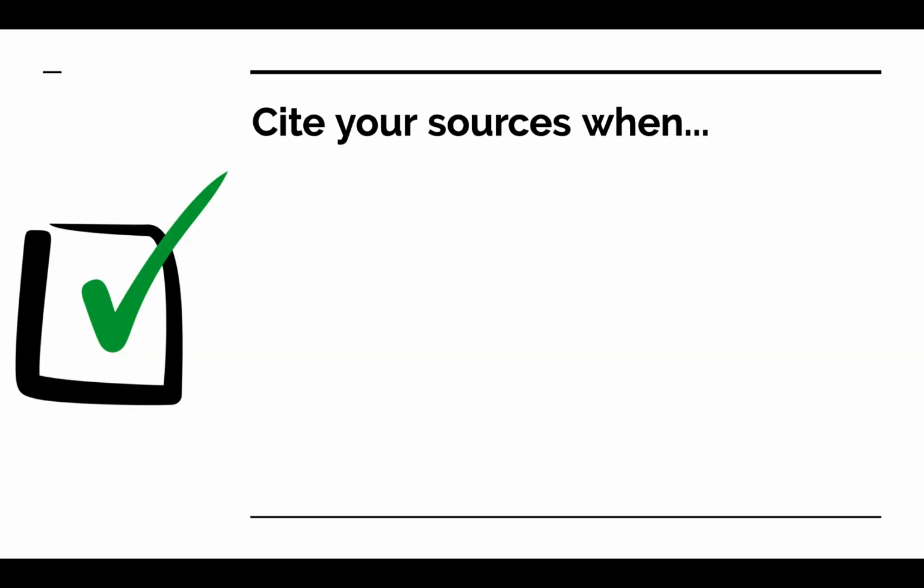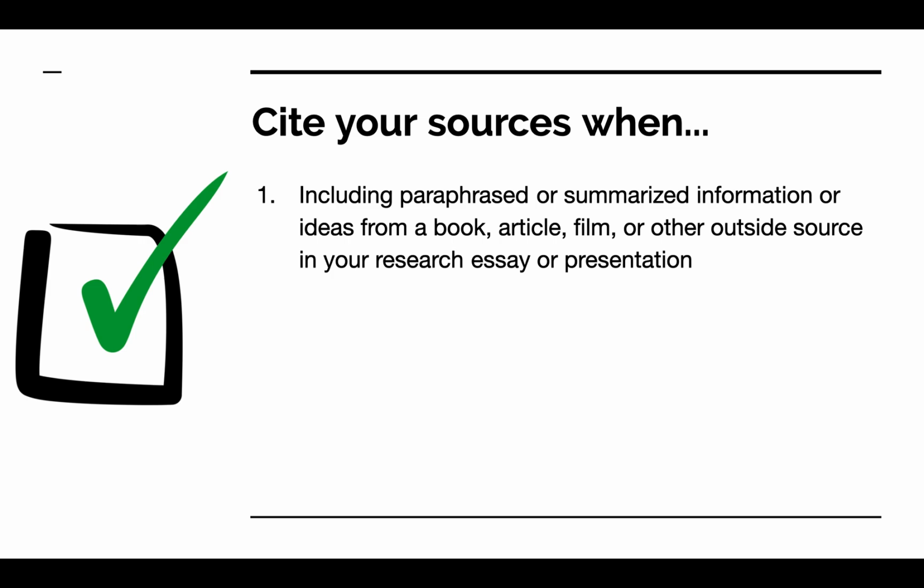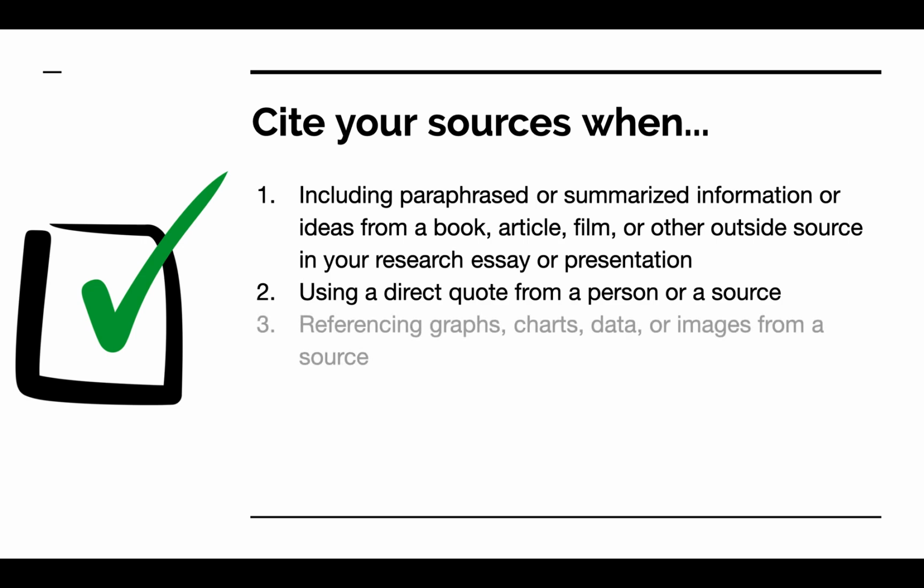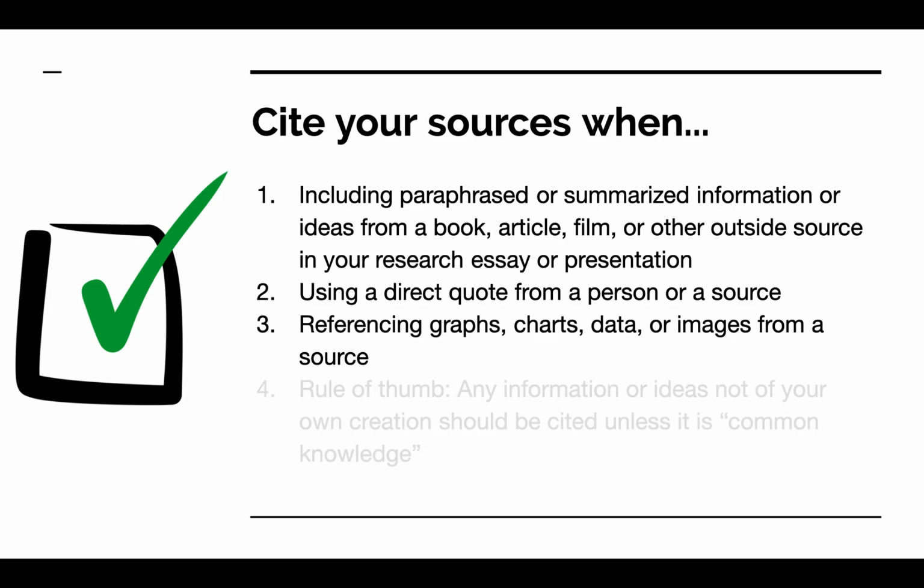So how do you avoid plagiarism? You want to cite your sources when you're including paraphrased or summarized information or ideas from a book, article, film, or other outside source. You want to cite your sources when you're using a direct quote from a person or a source. And you want to cite your sources when you're referencing graphs, charts, data, or images from a source.